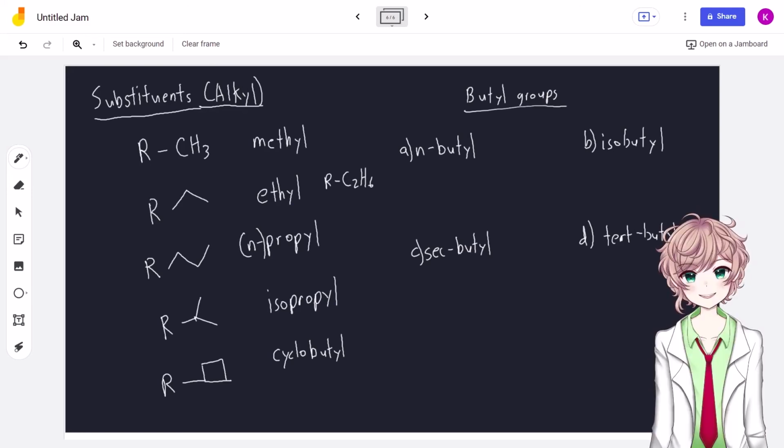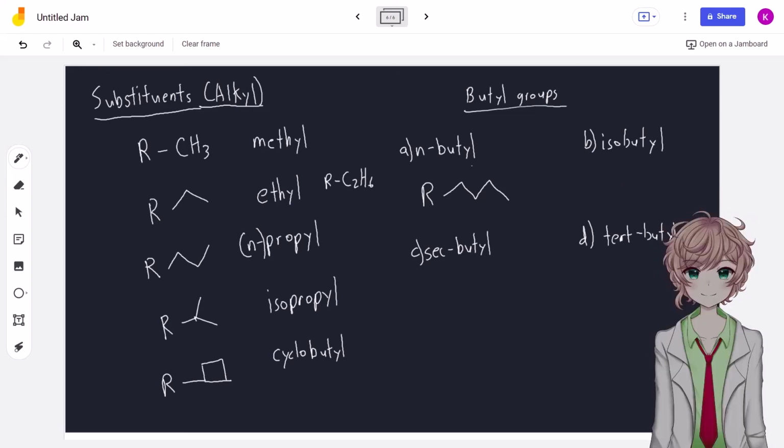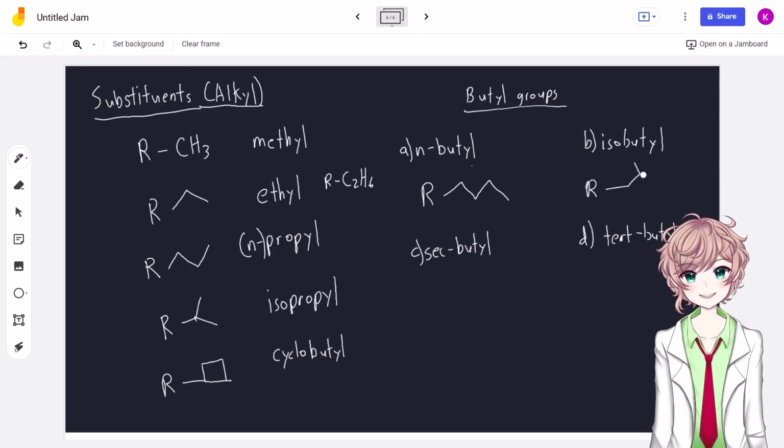All right, so let's go with n-butyl. N-butyl, so the n here just indicates a straight line. So the rest of the molecule with 1, 2, 3, 4. So that's your n-butyl substituent. Isobutyl is R, this, and this. So 1, 2, 3, 4. You branch off at the second carbon.